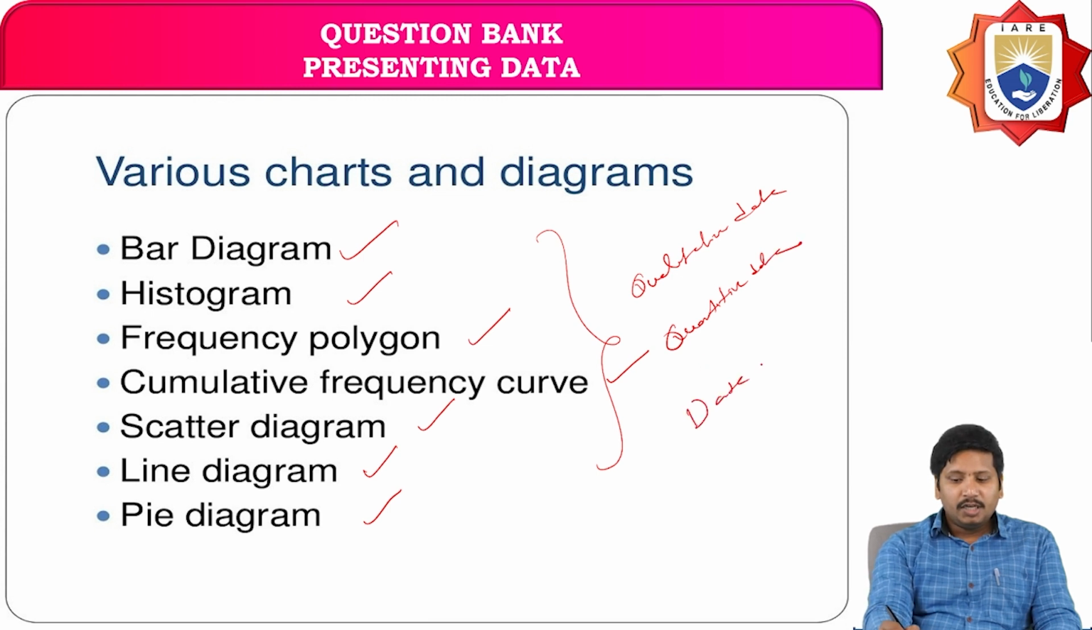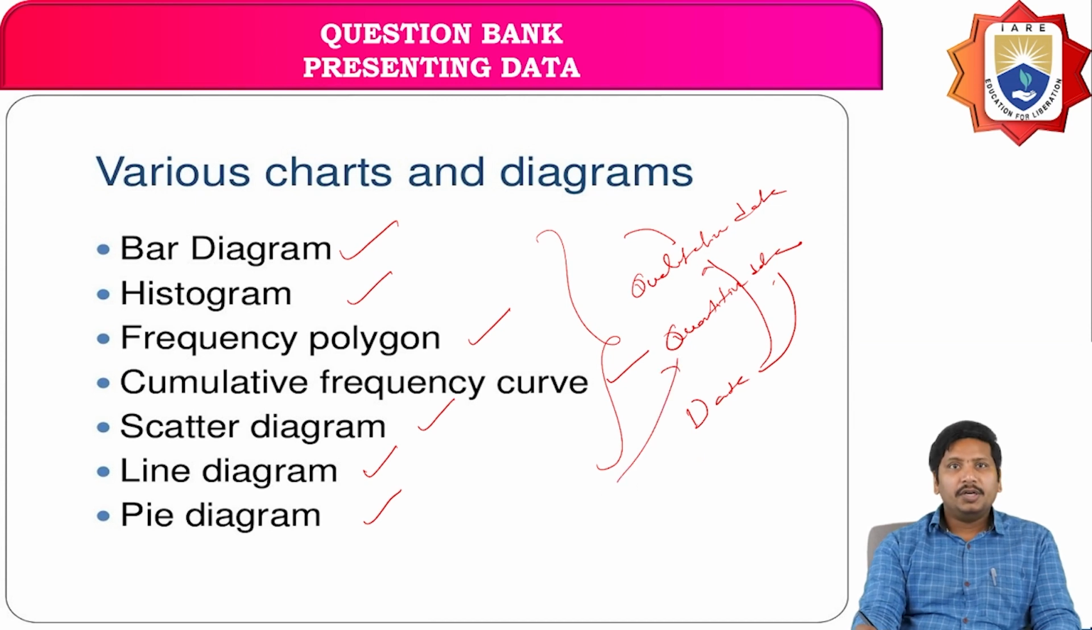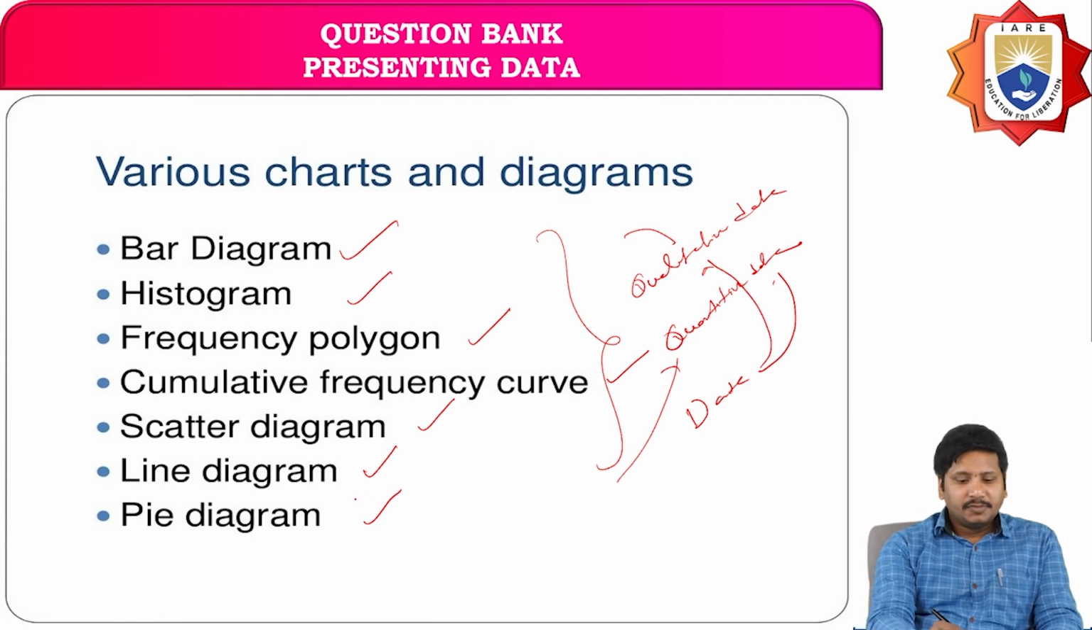Normally data will be of two types. Some charts are applied on qualitative data, and some charts are applied on quantitative data. The bar diagram and pie diagram are used for the qualitative data, and line diagram, histogram, frequency polygon and cumulative frequency curve are applied for the quantitative data. Let's see them one by one.